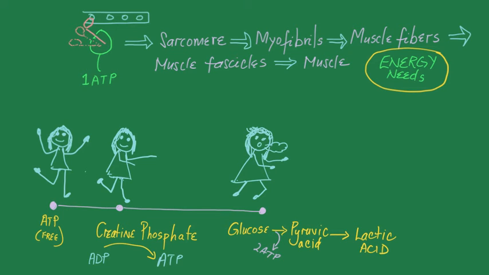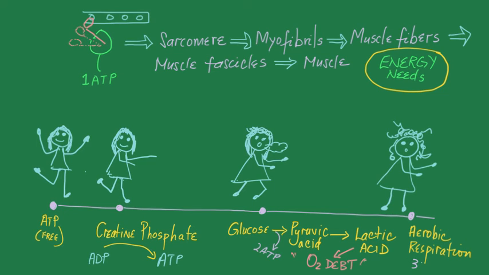This pyruvic acid also gets converted to lactic acid. That's not a good thing because lactic acid can make your muscles feel sore. And lactic acid causes another problem. It creates oxygen debt. This means you need lots of oxygen to convert all this excess lactic acid in the body back to pyruvic acid so that pyruvic acid can continue into the aerobic respiration.